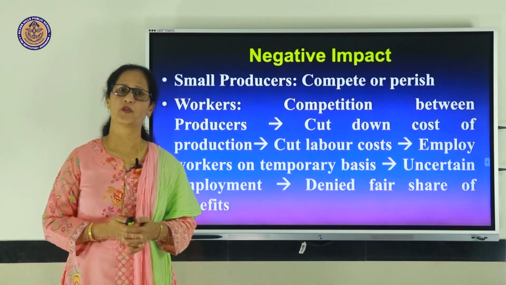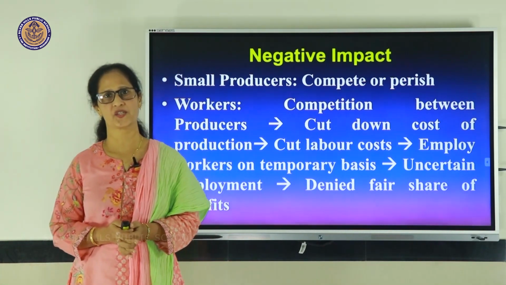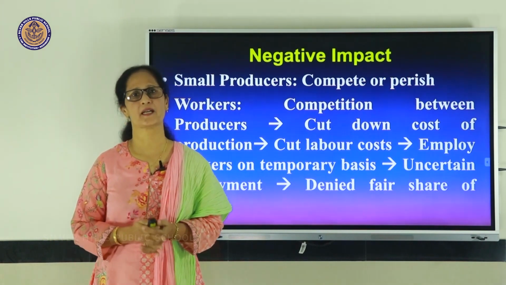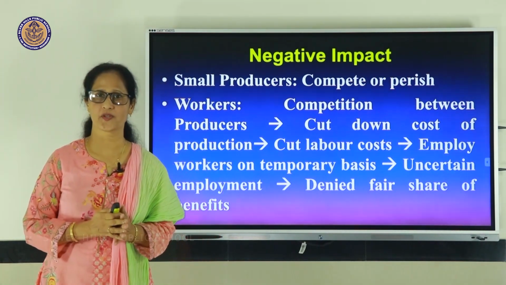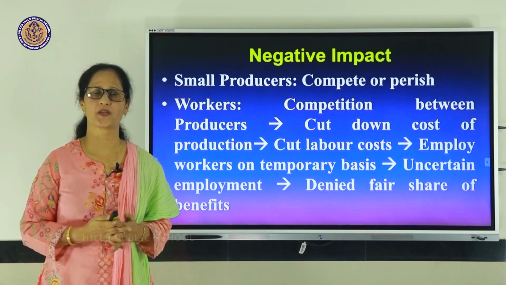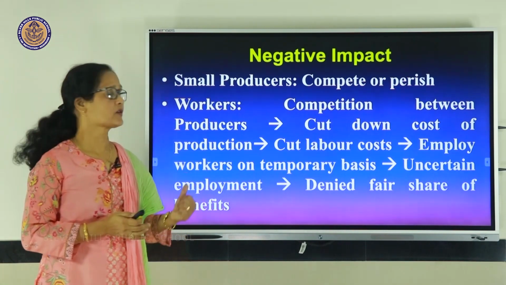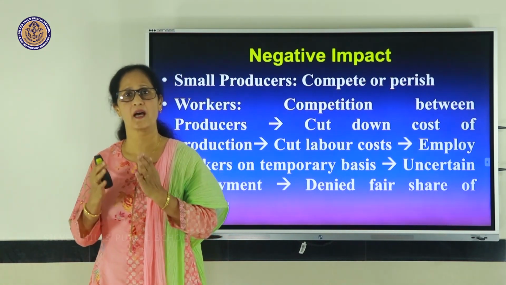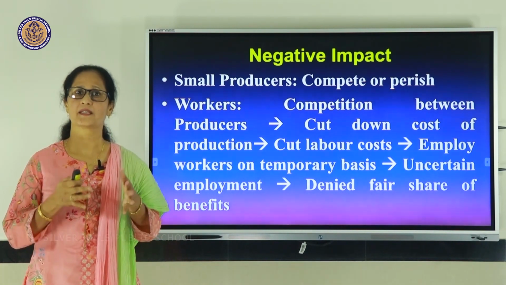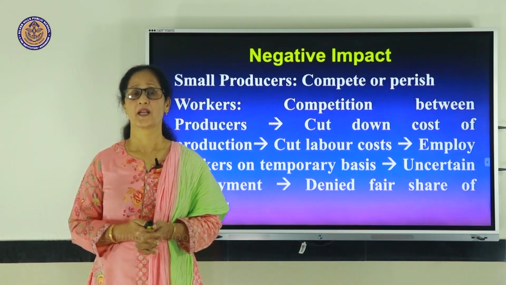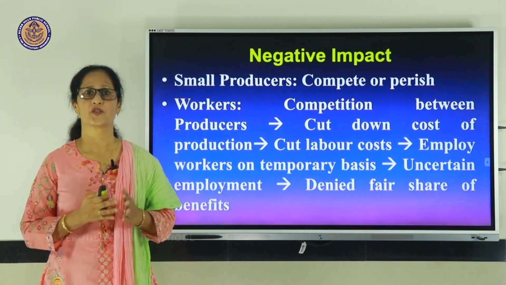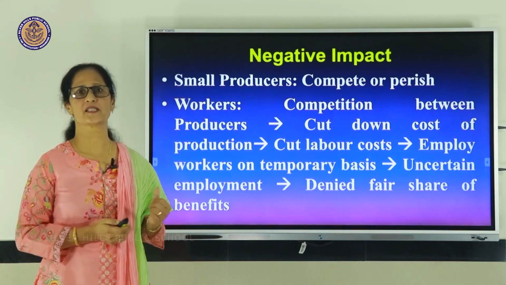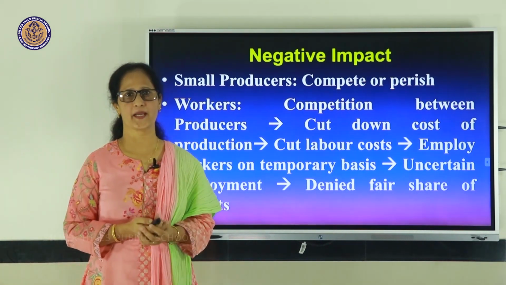The next group of people who have been impacted negatively by globalization are the workers themselves. Basically, the low skilled or semi-skilled workers who are working for small producers, small scale industries, exporters, etc. The competition between the different producers or small scale industries to get large orders from MNCs is leading to problems for the workers. The MNCs demand their products to be of the cheapest cost. So, in order to reduce the cost of production, the producers and the exporters cut down on cost of labor.